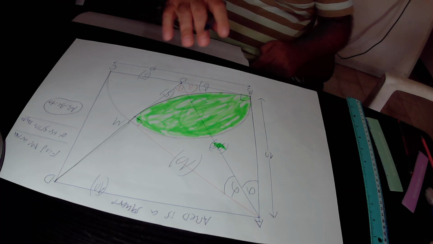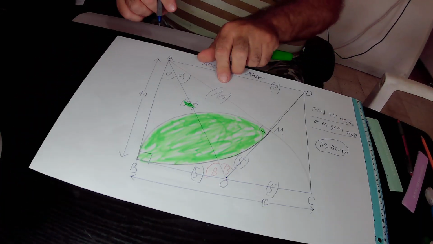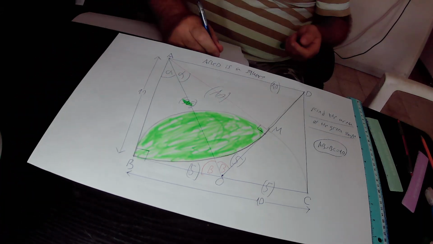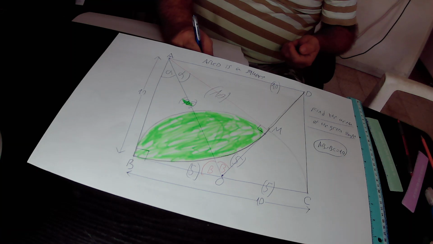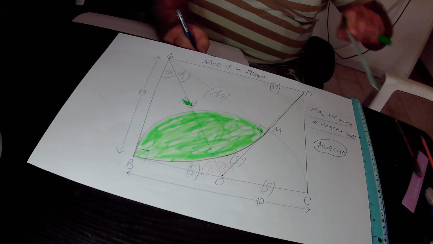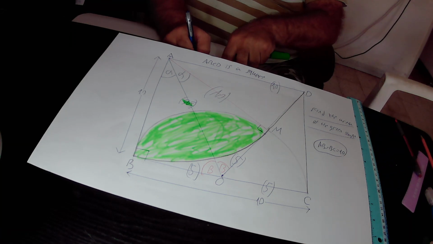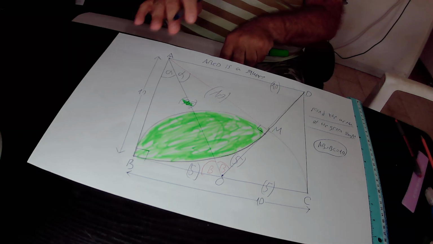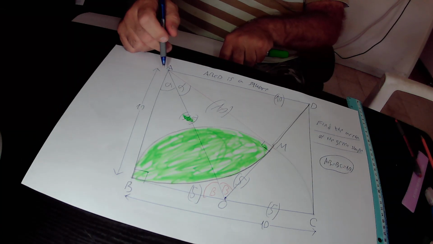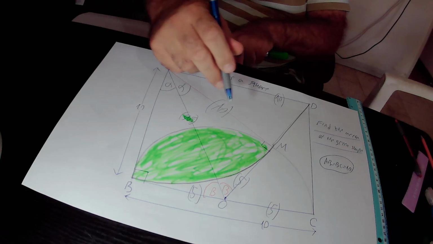We will continue to focus on this right triangle ABO. In the right triangle ABO, sine alpha equals BO over AO.